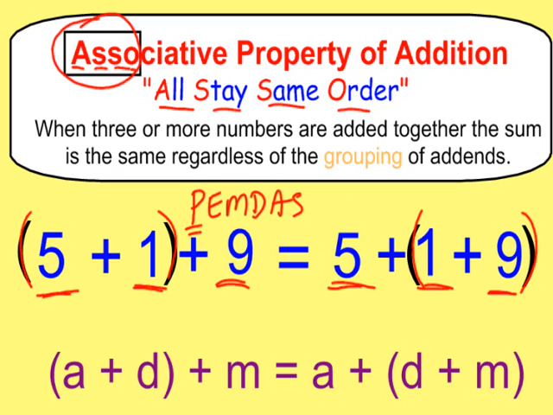So on the left-hand side, if we do 5 plus 1, we get 6. 6 plus 9 is 15. On the other side, we would do the parentheses first. We would get 10, and 5 plus 10 is also 15. So it doesn't matter how we group the add-ons, we'll end up with the same sum.